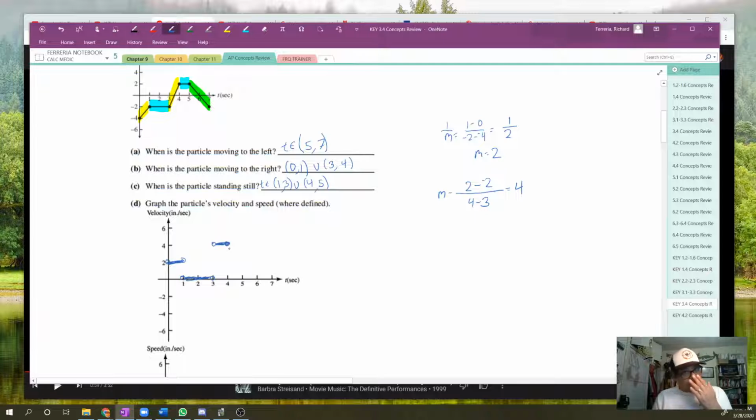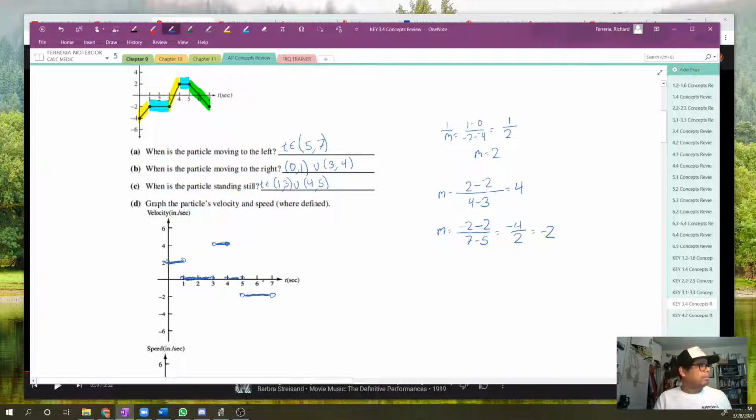Okay. And then not the last piece. From 4 to 5, again, we have a horizontal line for position. So the slope of a horizontal line is 0. So let's put a 0 there. And then that last piece, from 5 to 7, what is the slope? Well, the y-coordinate at 7 is negative 2. The y-coordinate at 5 is positive 2. So that is negative 4 over 2, which is negative 2. So from 5 to 7, we've got ourselves a slope of negative 2. All right, there we go.